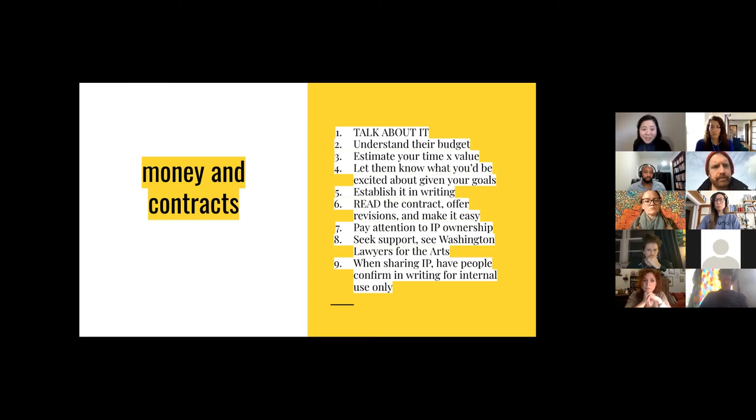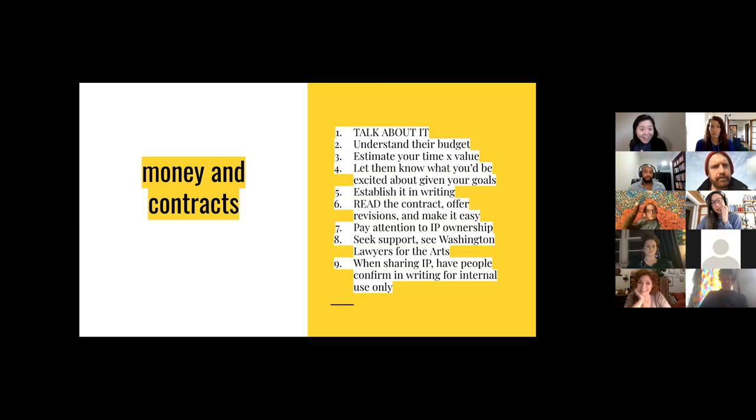Tip number six here, read the contract. So many theaters that I worked with around the country, I'd mark this up and then send it right back to them. They're like, you know, it's funny, most people don't even read these things. And I was like, okay, so I did. And they're like, this is just a template, so this is what everyone typically signs.